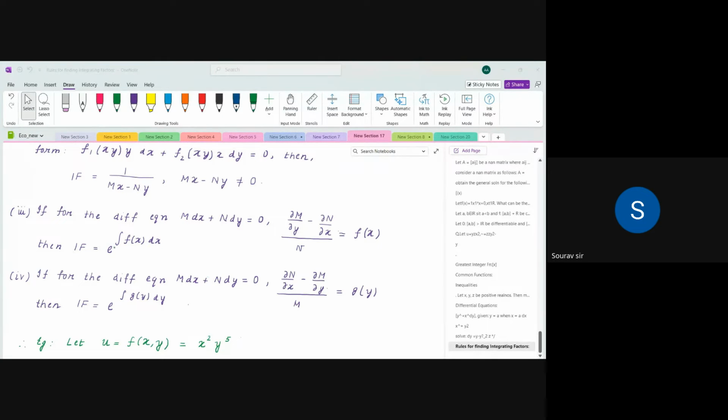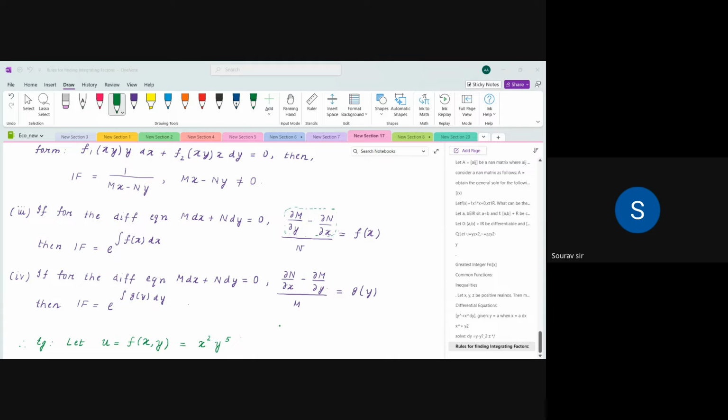Like for the differential equation M dx plus N dy equals 0, if the condition (del M by del y minus del N by del x) whole divided by N is a function of x, then the integrating factor will be e raised to the power f(x), right? Now, if you look at this closely, the numerator is basically the condition for exactness. We used to call the differential equation exact if del M by del y equals del N by del x, correct? So you're basically checking if the difference is becoming a function of x or a function of y. Got it?